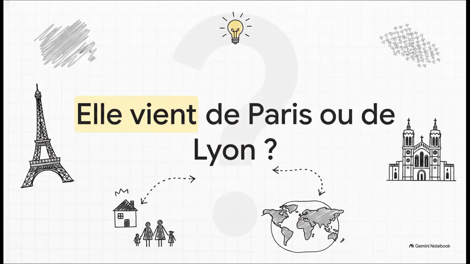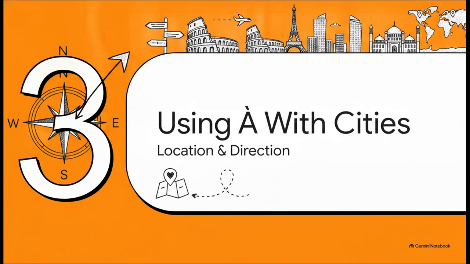Okay, let's pivot for just a quick second. Elle vient de Paris ou de Lyon? Meaning, is she from Paris or Lyon? Think about it. When we talk about ourselves or our family members, we almost always mention where we live, right? That means we absolutely need to understand the basic rules for geography in French. Which brings us to section 3, using à with cities for location and direction.